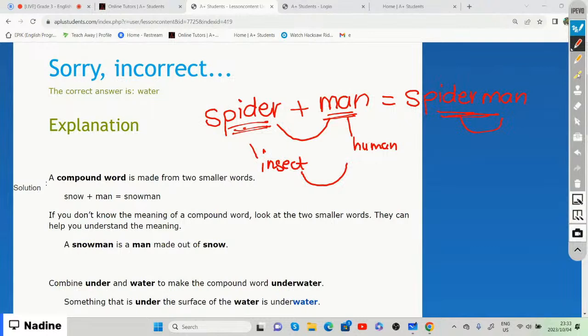So if you don't know the meaning of a compound word, you can just look at the two smaller words. Like, for example, spider is an insect, man is a human. And if we put that together, we're not saying it's an insect man, but maybe it is a man that has spider thingies inside of him, right? Like in this case, Spider Man with his webs, the same as what a spider can do. All right, so if we look at the two smaller words, then we will be able to understand the meaning of what the compound word is, right?